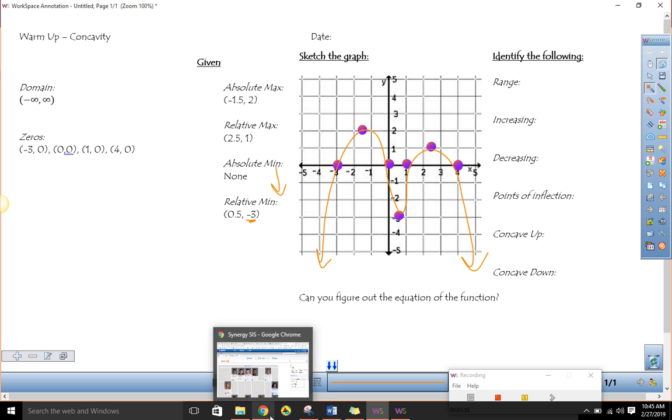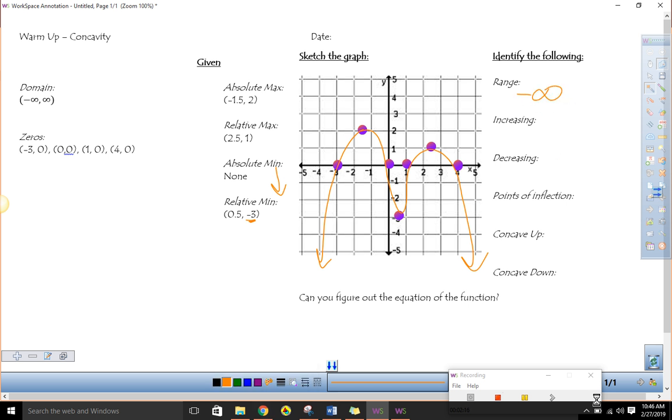Okay, so what is my range? What does range mean? Y. How far? Bottom to top, exactly. Your Y value, bottom to top. So what's my lowest possible Y value? Negative infinity. -infinity. What kind of bracket does it get?